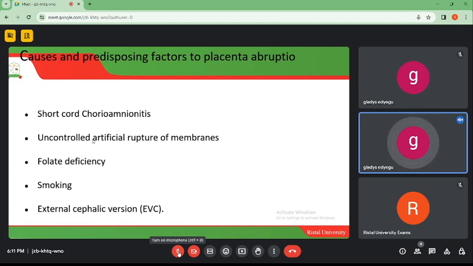Then folate deficiency, we talked about folic acid and so forth, and we talked about giving these mothers. This can also cause, and smoking. Mothers are advised not to smoke during pregnancy because it can cause an issue to them. And this one is external cephalic version, which I already mentioned, and I think it has repeated here, but it's the same point.